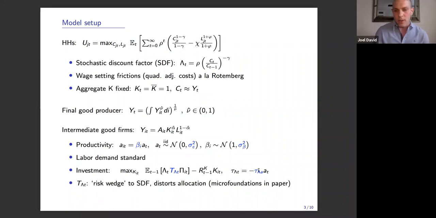Okay, now we don't impose the sign of tau lambda A, but in the empirical work, we're going to find it's positive. And I'll talk a little bit about why when I get to the calibration. So in the back of your mind, I want you to think that this tau lambda A is positive. Okay, agents are inefficiently averse to bearing risk in this model.